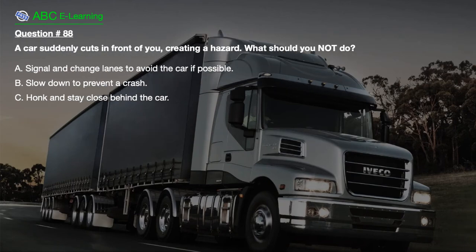Question number 88. A car suddenly cuts in front of you, creating a hazard. What should you not do? A. Signal and change lanes to avoid the car if possible. B. Slow down to prevent a crash. C. Honk and stay close behind the car.